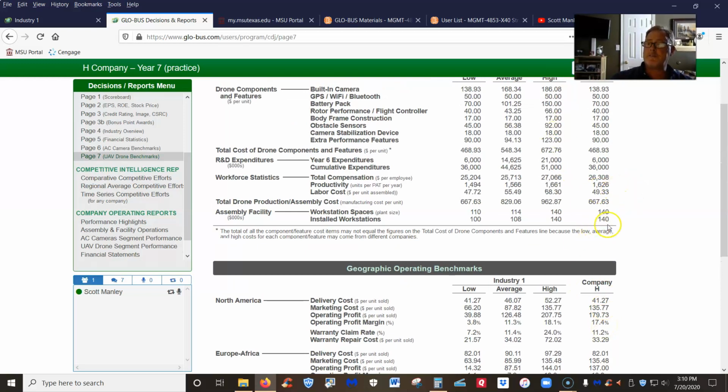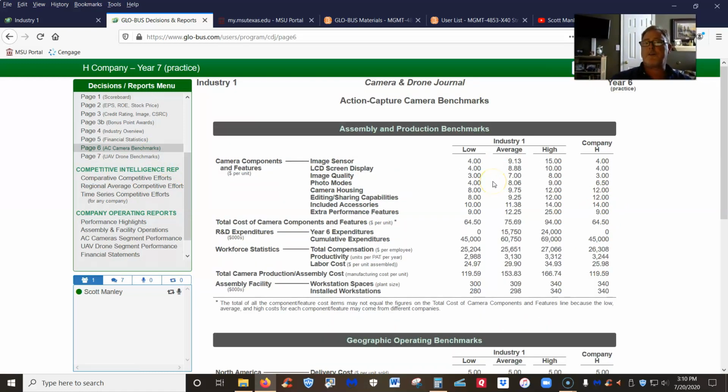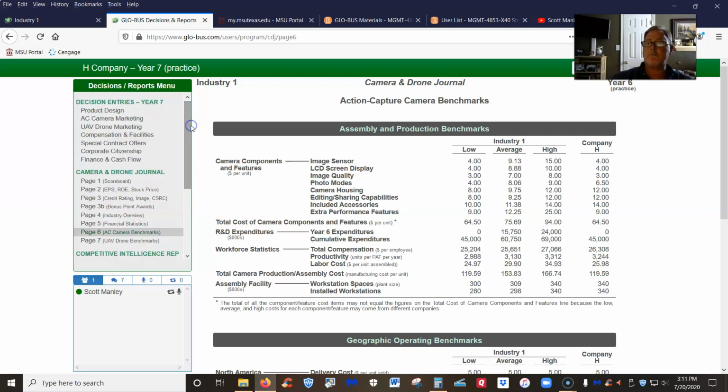A couple of things I want to point out for you. Notice my number of installed workstations and workstation spaces. In both of my facilities, I installed workstations and expanded my spaces and put in additional workstations, okay? Remember, if you're doing cost leadership, it's about economies of scale. So not only is it about cutting your cost as much as you possibly can, but it's also about getting bigger so that you can achieve the economies of scale.